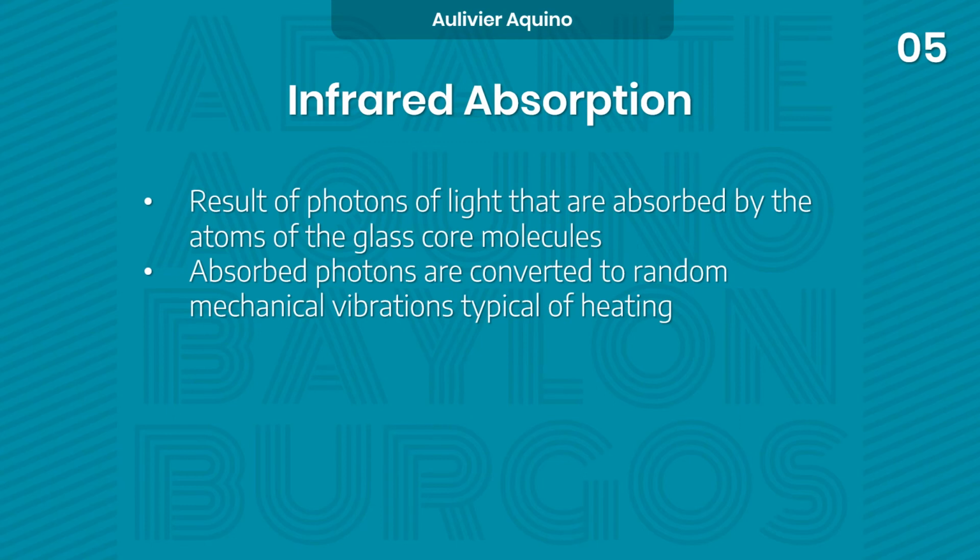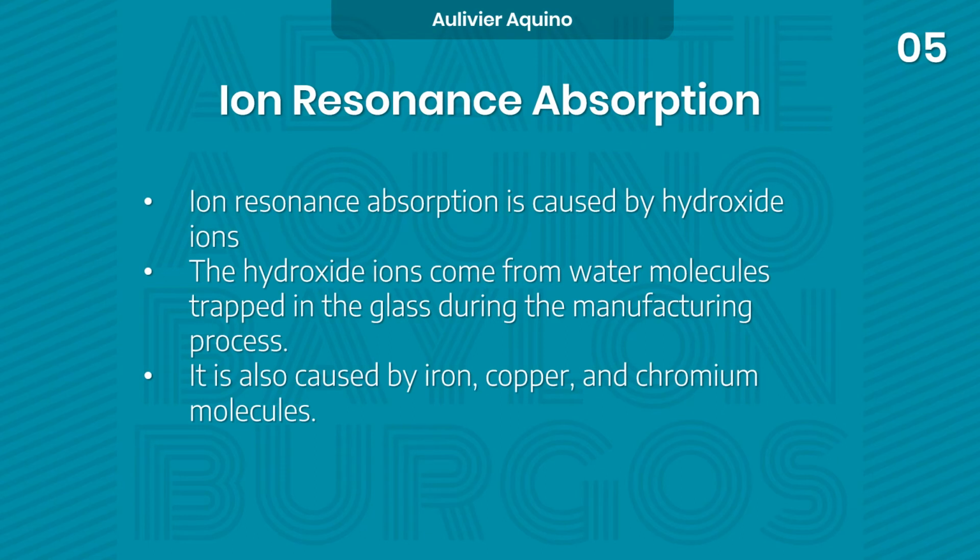On the other hand, infrared absorption is a result of photons of light that are absorbed by the atoms of the glass core molecules. Absorbed photons are converted to random mechanical vibrations typical of heating. Ion resonance absorption is caused by hydroxide ions, or OH negative ions. The hydroxide ions come from water molecules trapped in the glass during the manufacturing process. It is also caused by iron, copper, and chromium molecules.